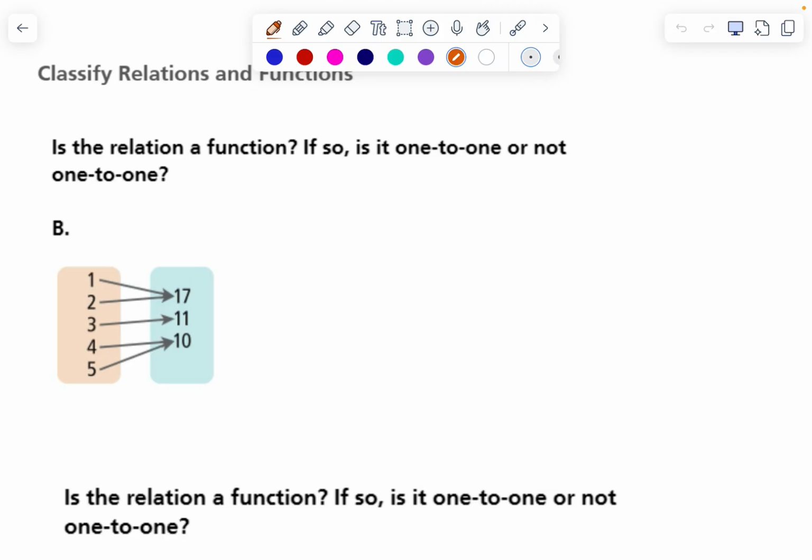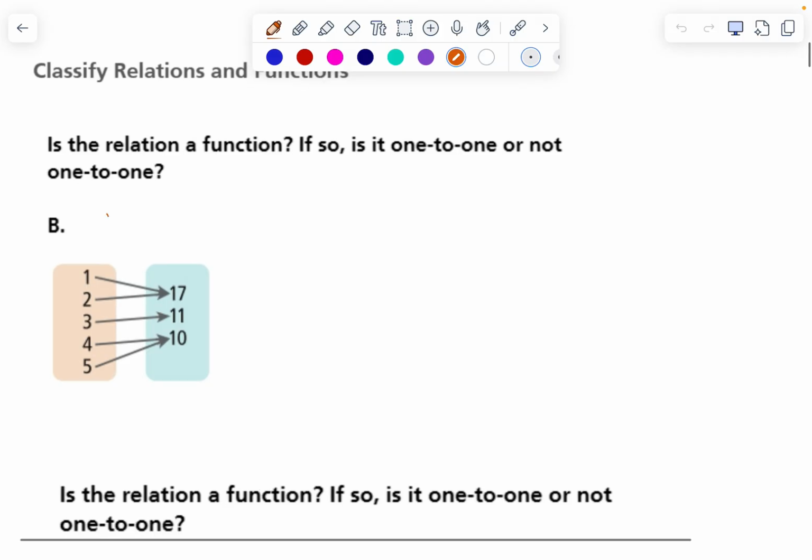Okay, is it a function? Yes, it's a function. How do we know? Each x only gives one y. Remember the whole arrow thing? They're only shooting one arrow, right? So one arrow, etc. Is it one-to-one? These two are both pointing to 17. So that means not one-to-one. Okay?